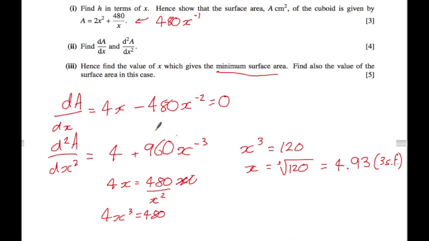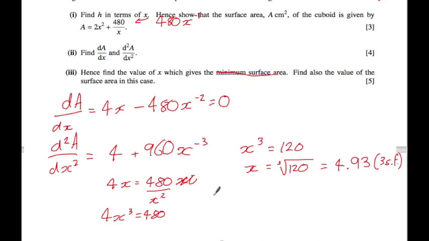Right, now we're not actually told to prove that it is a minimum. To do that, let's sub it into the second derivative just to make sure it is. So I'm going to do 4 plus 960 answer to the power of minus 3, and I get 12. Because that's a positive number, it means this will be a minimum. It might be worth showing that in the exam, even though they haven't asked to prove it's a minimum. But given there's no other solutions, it has to be.